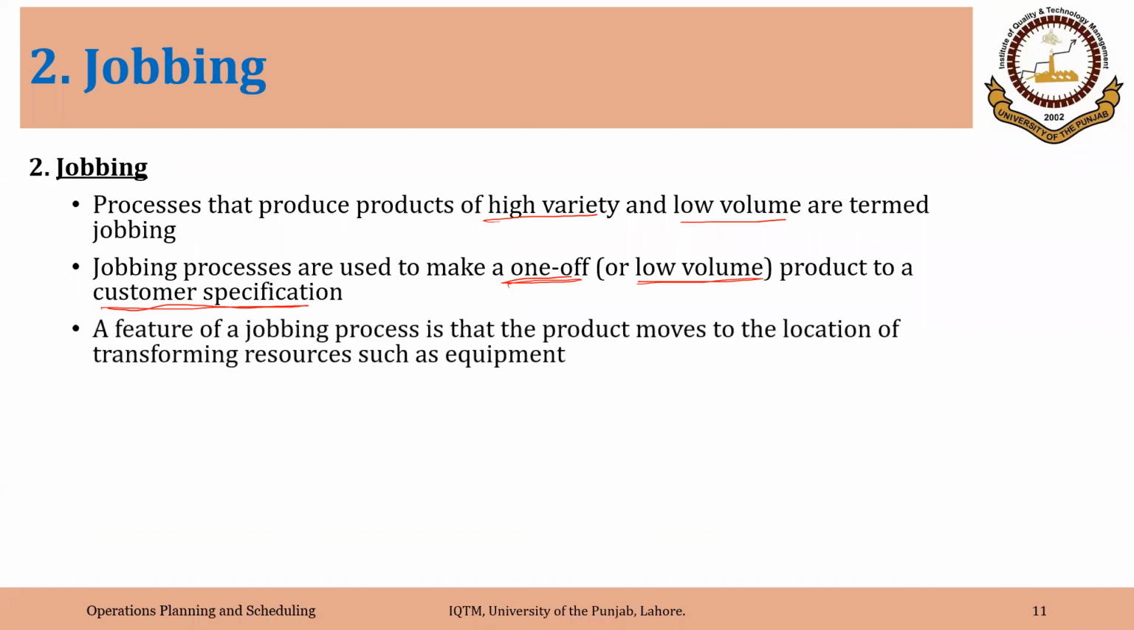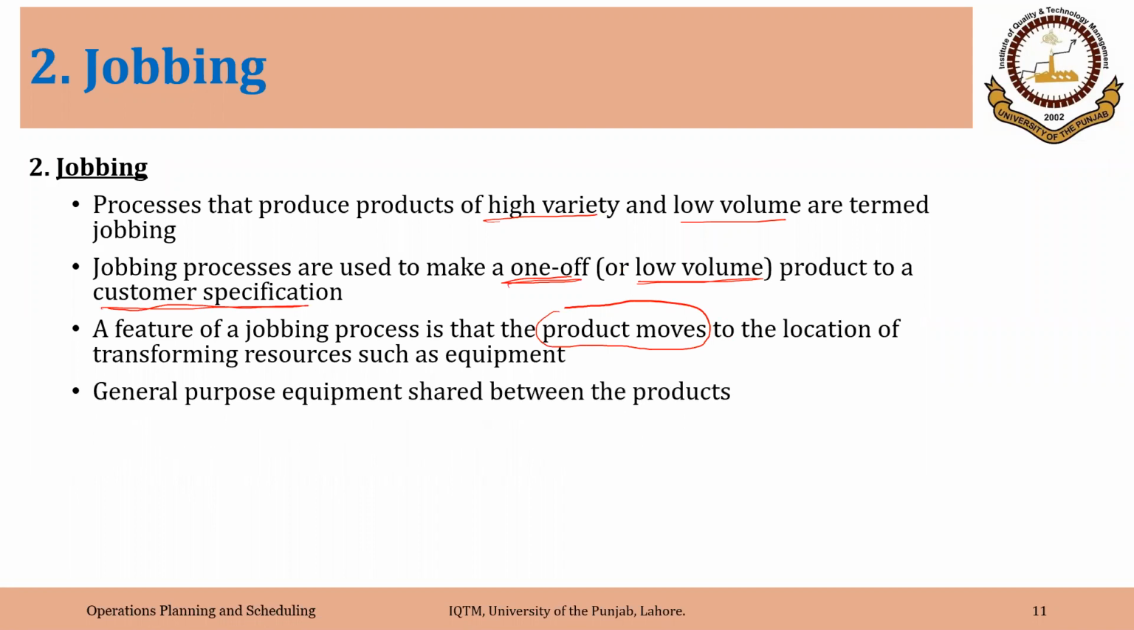A feature of a jobbing process is that generally the product moves. So that is one difference of a jobbing process from projects: here, generally the product is not too big. It can be moved to the location of transforming resources such as equipment. General purpose equipment is shared between the products. So this is also very important, that in job shops we have general purpose equipment that can be used to make a variety of products.